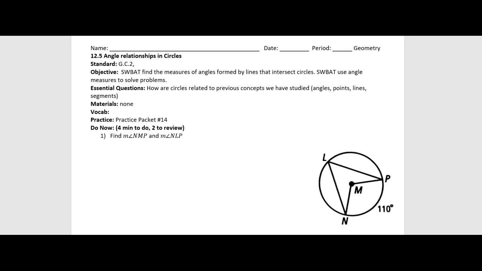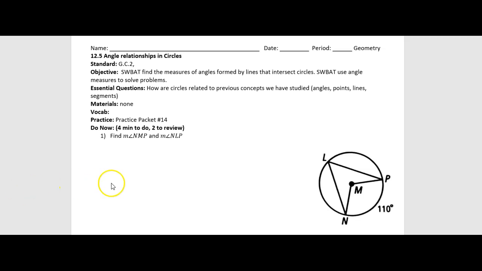Today we're going to talk about some more angle relationships in circles. We've talked about central angles, we've talked about inscribed angles, and now we're going to talk about angles that are formed by a combination of chords and tangents and secants. And you'll see that there's theorems that go along with these angles as well.